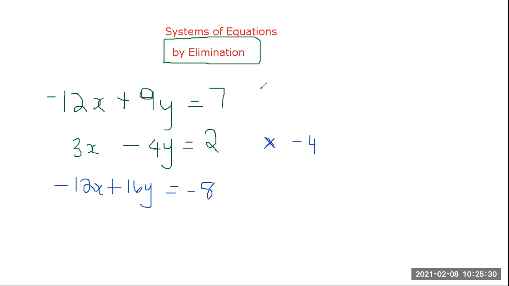So this was my first equation. I like to go in and label my equations. So this is equation 1, and then I went through, and this is equation 2. And then I literally just created a new equation.